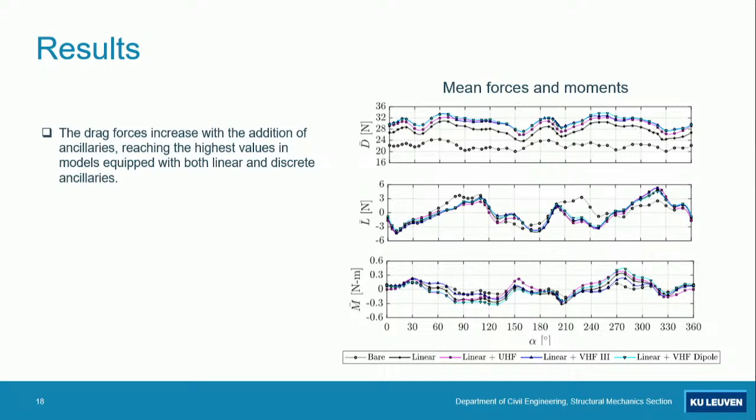So you can see quite a big step going from the bare structure to the one with the linear ancillaries, and then some smaller differences with the different antennas mounted on the sectional model. So as said, the bare structure was also not perfectly symmetric, explaining why there is a kind of quasi-periodic but not perfectly periodic pattern with angles of 120, 240, 360 degrees.